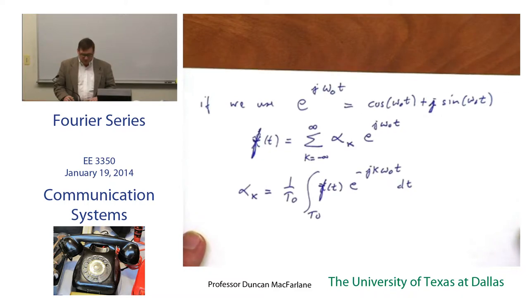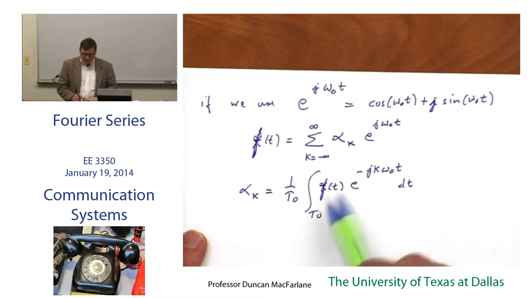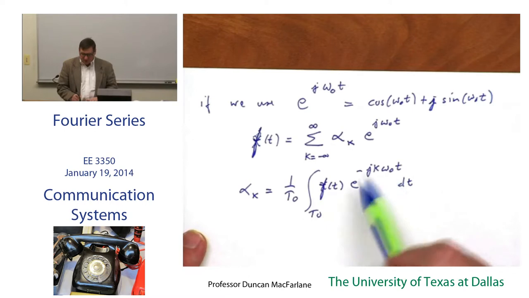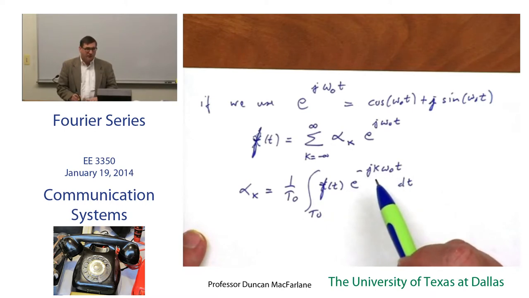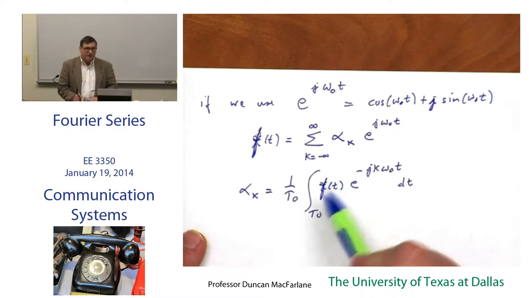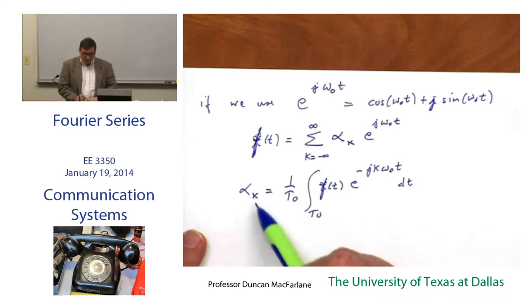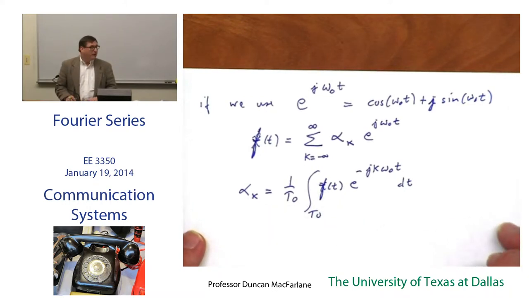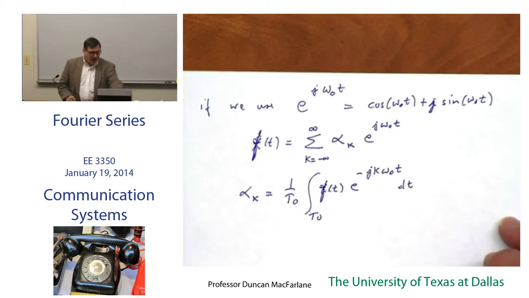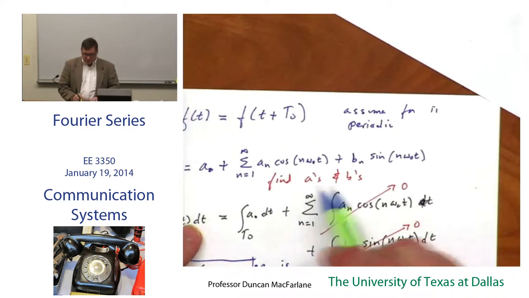But that's not really true. Because remember, this guy here is complex. It's cosine plus j sine. So this has two pieces to it. If this is a real signal, a real voltage with no complex part, then alpha sub k is going to be complex no matter what. So I have two pieces of information here.